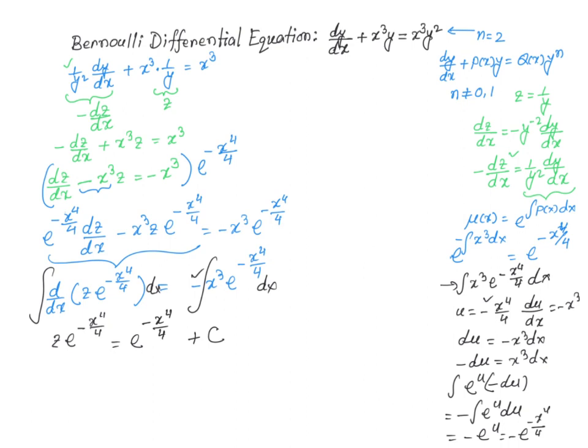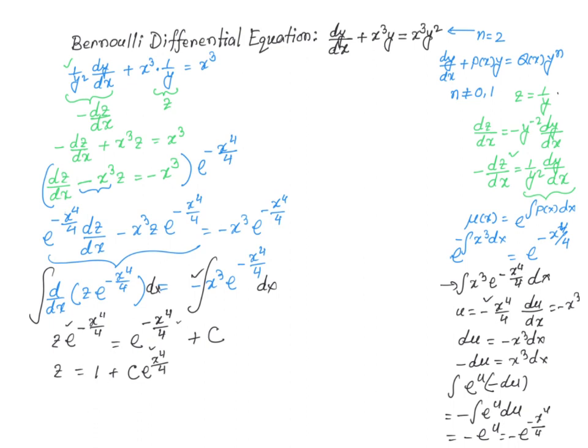Now if I simplify it a little further, I have to multiply both sides of this equation by e to the power x to the power 4 over 4 to get rid of this one on the left. So that's going to give me z is equal to 1 plus c times e to the power x to the power 4 over 4. Remember, e to the power x to the power 4 over 4 times e to the power negative x to the power 4 over 4 is going to give you e to the power 0, which is just 1.